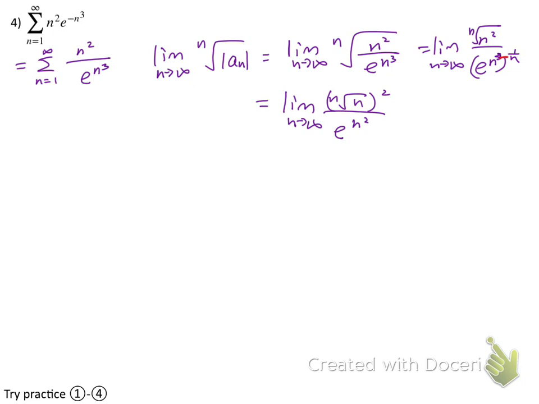And as n approaches infinity, this is 1 squared, but on the bottom you have e to infinity, which is 1 over infinity, and that is 0, right? So the limit of this thing is 0, less than 1. I meant 1. So the whole thing converges.